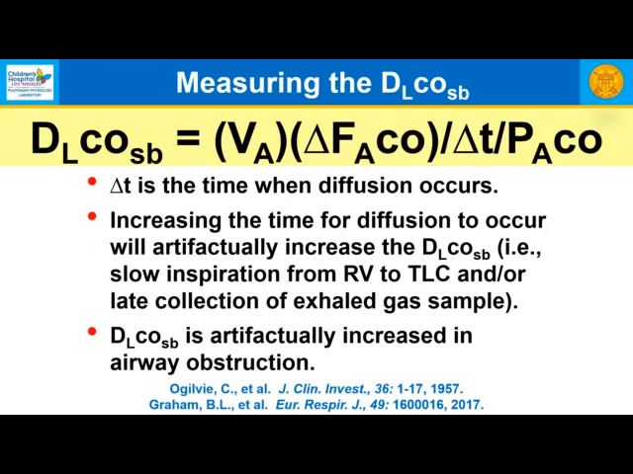Delta T is the time when diffusion occurs. Increasing the time for diffusion to occur will artificially increase the DLCO, i.e. slow inspiration from TLC and/or late collection of exhaled gas. And this is artificially increased in airway obstruction, for example.